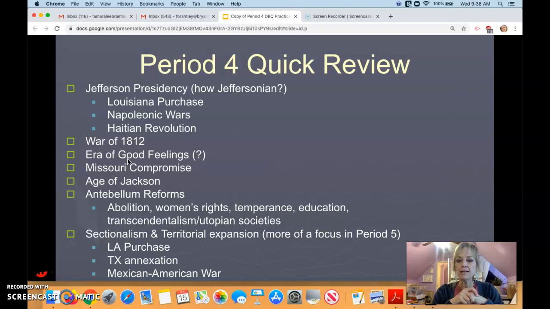So your assignment today is a different DBQ. Your challenge and your assignment today, which will be posted in Google Classroom, and you'll have your own copy for that, is to look at another DBQ and write a thesis statement. So good luck with that.